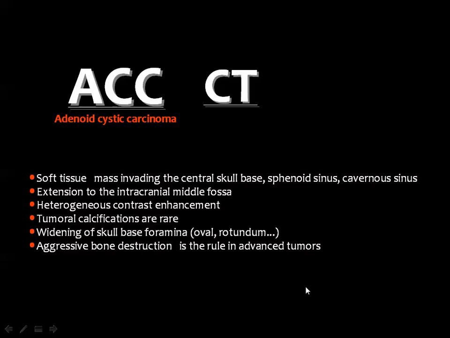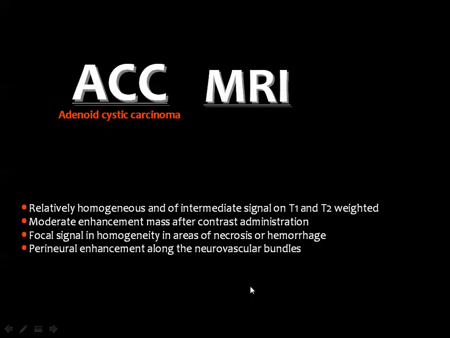You can see variable patterns of contrast enhancement, but tumor calcification is rare, and the affinity to spread along the nerve bundles may lead to widening of the skull base foramina, especially the foramen ovale and the foramen rotundum. On MRI, you have a relatively homogeneous intermediate signal intensity on T1 and T2 weighted images with moderate enhancement.